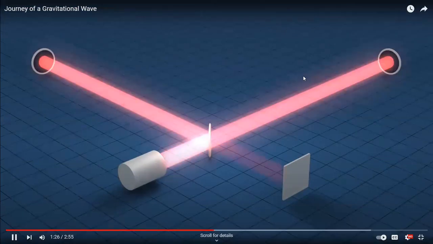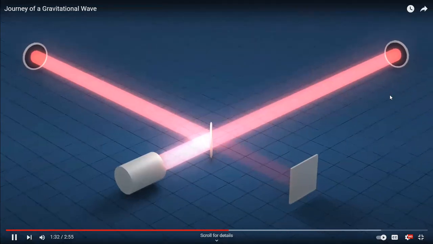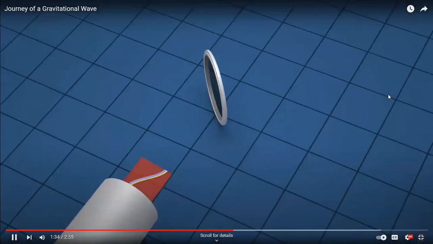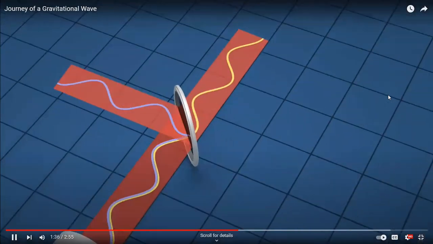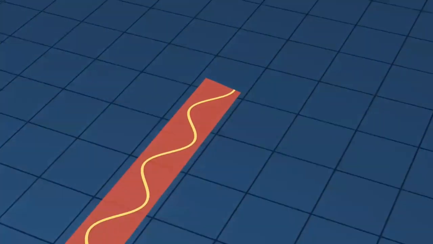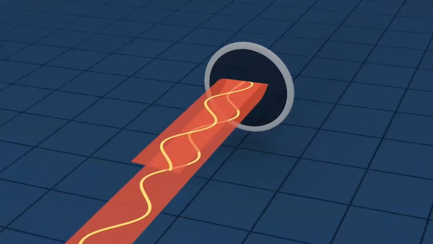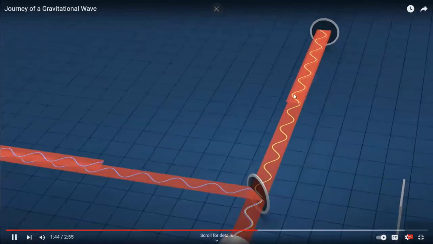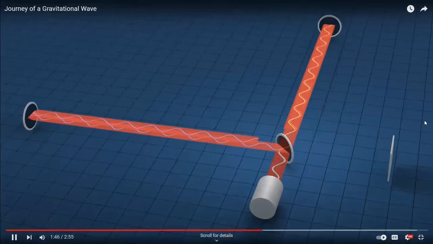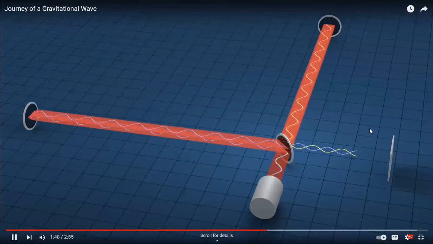LIGO uses a device known as an interferometer, which uses a laser and two mirrors to measure tiny displacements in space. In this simplified representation, a laser beam is sent towards a partially reflecting mirror and split along two paths. The beams travel along the 4-kilometer arms and reflect back towards the central mirror, which recombines them, directing their light to a detector.